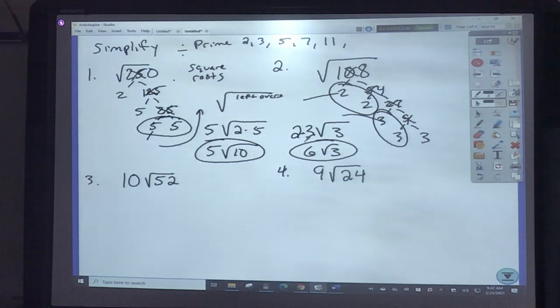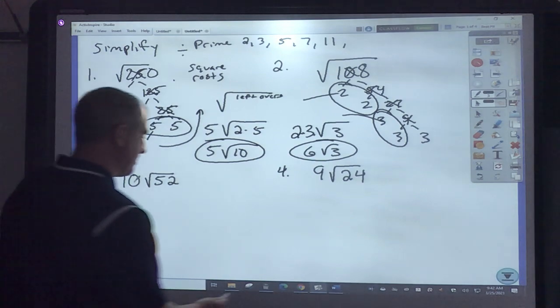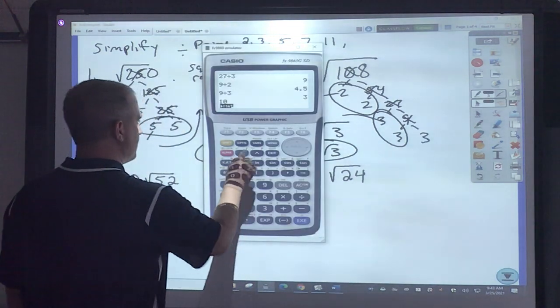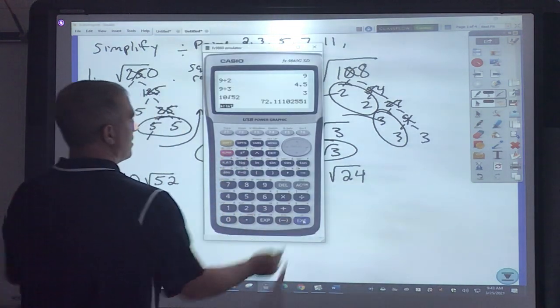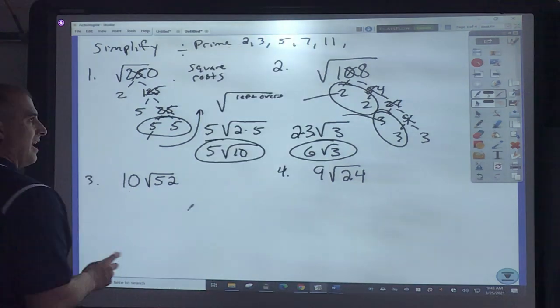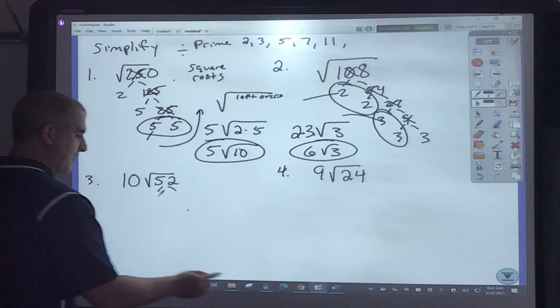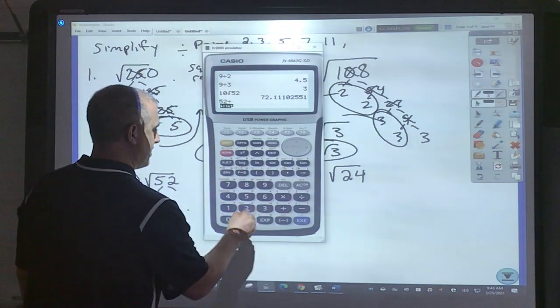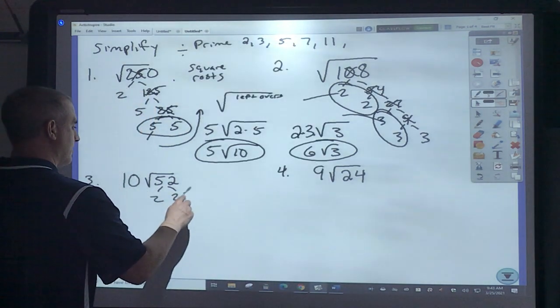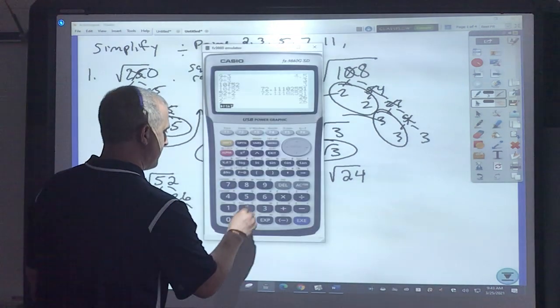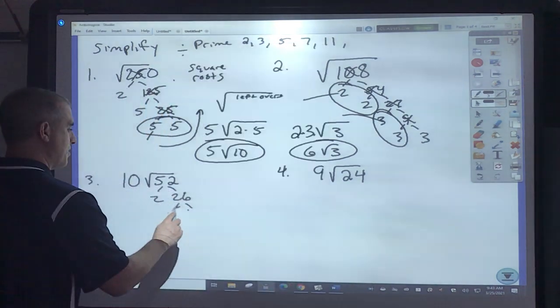Now, if you have a number out front, I'm going to tell you what to do with that in a second. I should have checked that in the last problem. I always should check to see if it doesn't work out nice. So what I want to do is break down the 52. 52 divided by 2 is 2 and 26. 26 divided by 2 is 2 and 13.